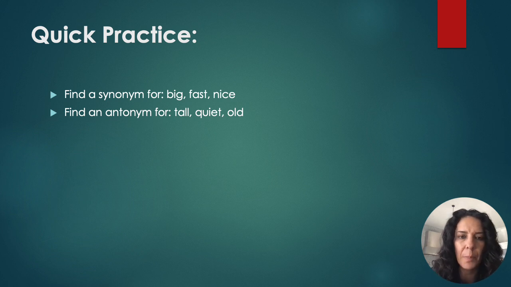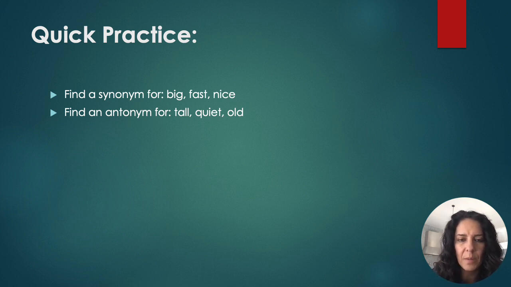Then we get back into a whole group and I ask, what's a synonym? And they tell me what a synonym is. Then, what's an antonym? And they tell me what an antonym is. Then, as a way of giving a quick practice, I'd give them a card and say, find a synonym for big, and they'd go find a synonym for big and bring me back a list.